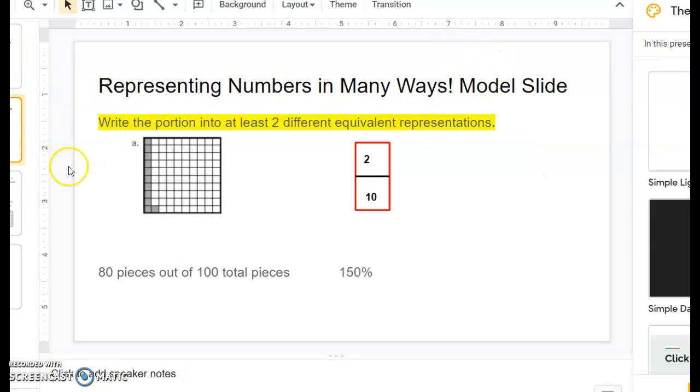The first slide is not for you to fill out. That is actually something that your teacher will go over with you in the meet.